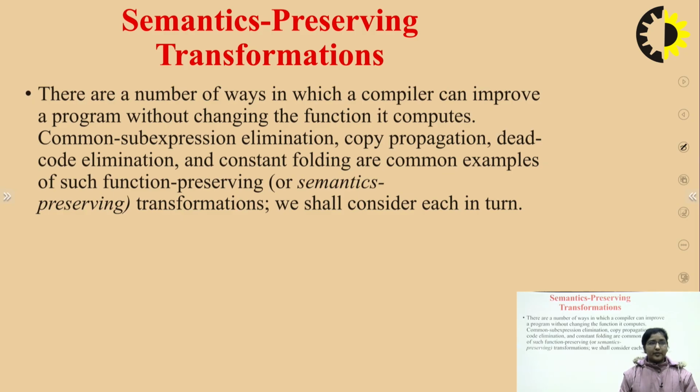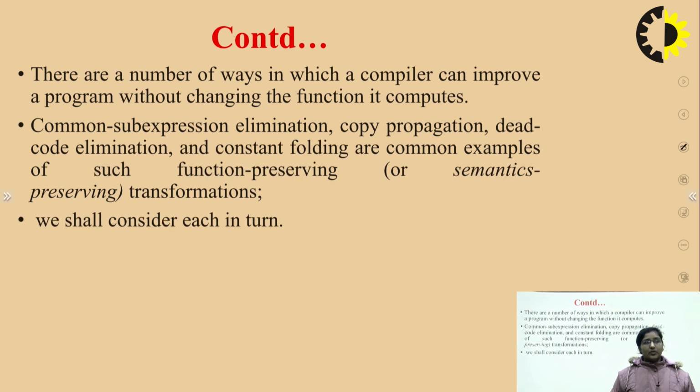So, there are a number of ways in which a compiler can improve a program without changing the function which it is computing. Like, what are the various things? Common sub-expression elimination, copy propagation, dead code elimination, constant folding. These are the most common methods which are applied for the semantic preserving, or we can say for the function preserving. So, let us see all these techniques one by one.